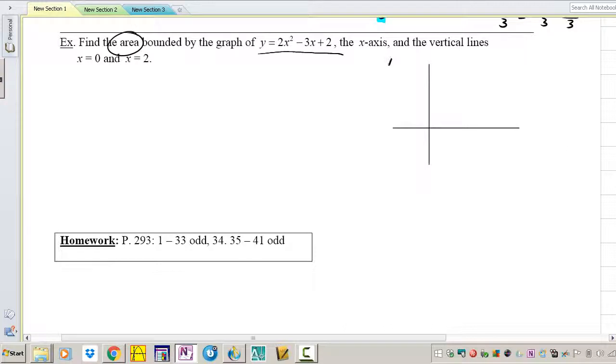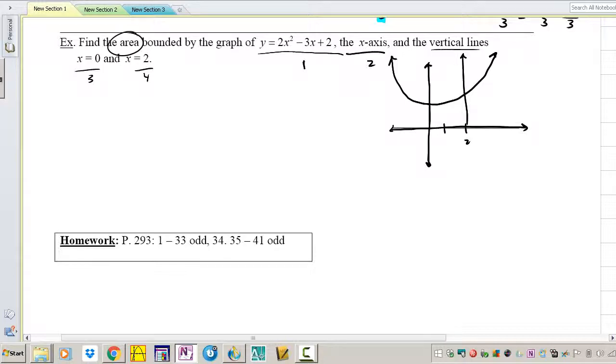So find the area bounded by the graph y equals 2x squared minus 3x plus 2. We know that's a parabola facing up, and I already know it has a y-intercept of 2. That's the first part. It's also being bounded by the x-axis, so I'm going to draw a line here. And also the vertical lines 0 and 2. X equals 0 is a vertical line at 0. X equals 2 is a vertical line at 2. Now this may not be to scale.